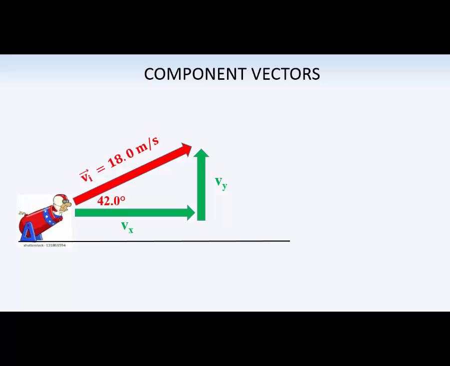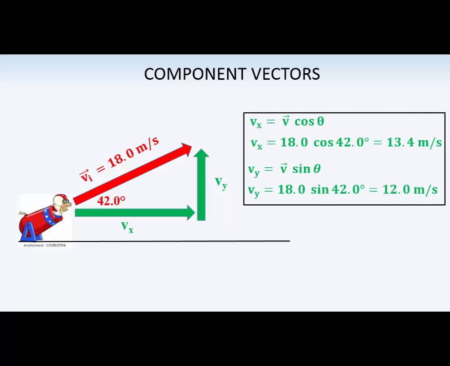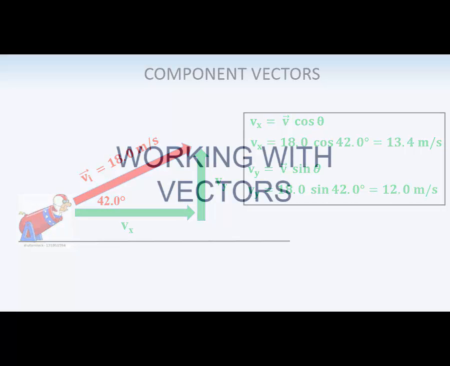Because the kinematic equations that we have learned work only in the horizontal or vertical direction, we cannot use them for vectors that are delivered at an angle. So we use the 2 equations, that v sub x equals v cosine theta and v sub y equals v sine theta, to calculate these 2 components.